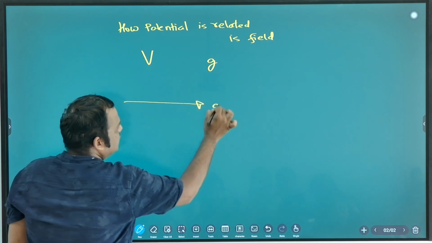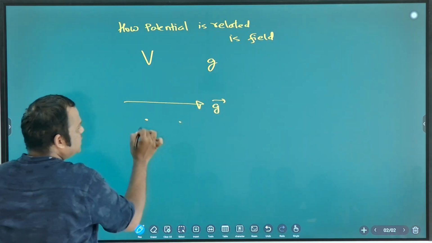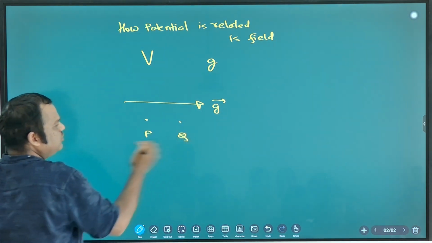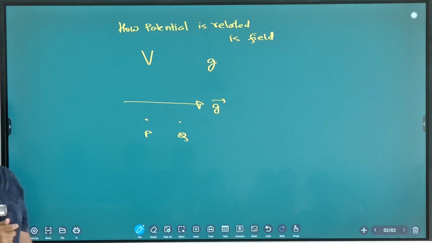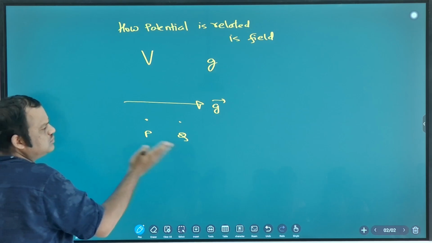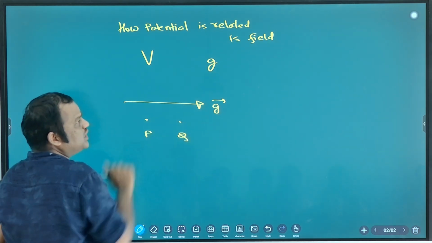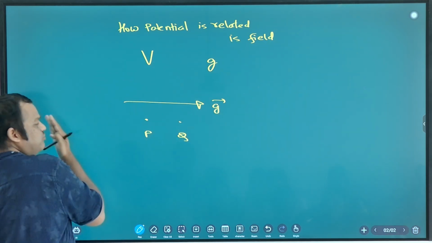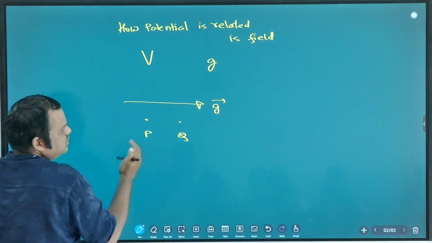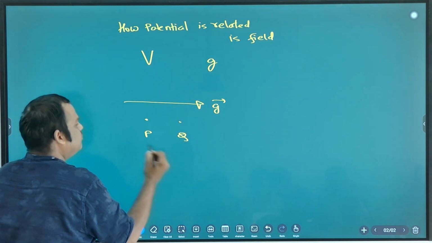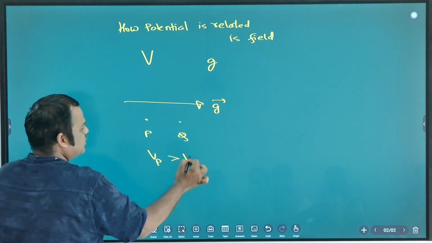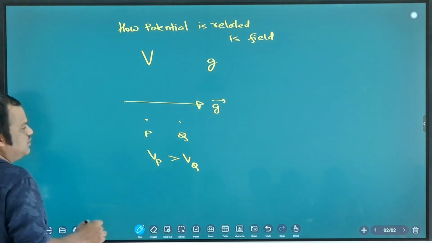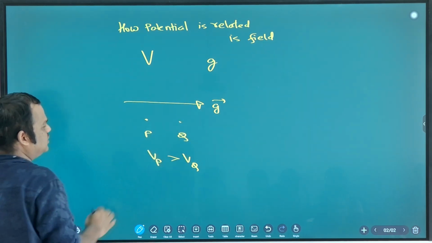Suppose this is the direction of G. Which has a greater potential, P or Q? Along the field, potential decreases. Opposite to the field, potential increases. So which has greater potential? P. Very good. So Vp is greater than Vq. You can just remember this.